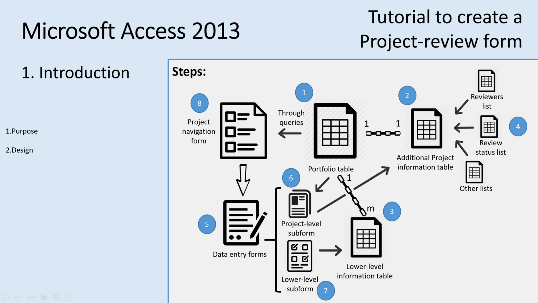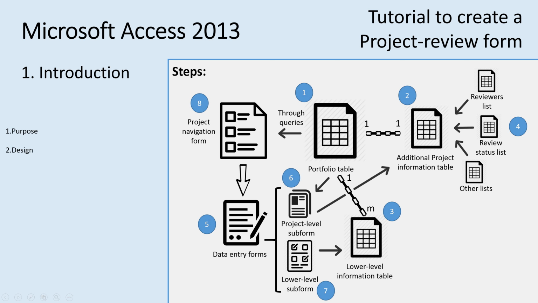The second part of these data entry forms is going to be a lower level subform. It means that each project is going to contain a number of lower level identifiers. In this case could be, for example, project components. So a project can have more than one component, or a project can have more than one development objective. So that information is going to be saved at the component level or objective level, and that information is going to be saved in this data set.